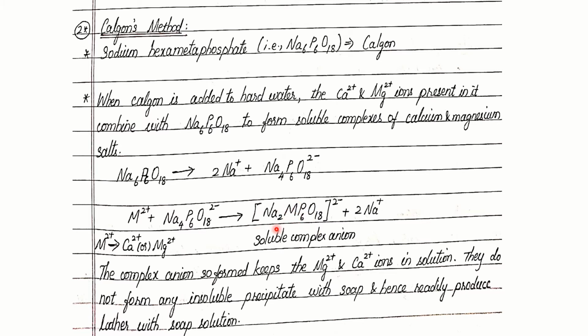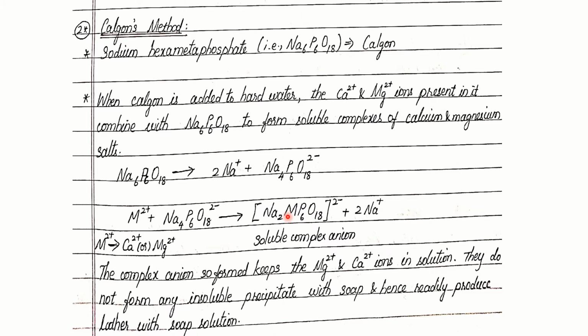This is the soluble complex anion. Here M stands for calcium or magnesium ion. The complex anion so formed keeps the magnesium and calcium ions in solution. In other words, we can say simply that Calgon arrests calcium and magnesium ions. They are now in the custody of Calgon.